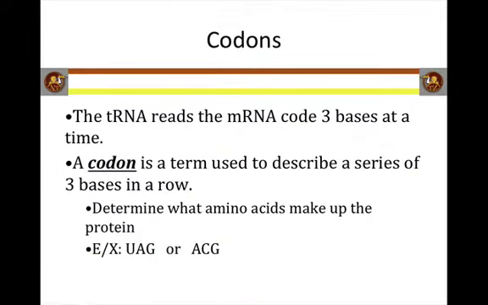Okay, so here's some information about codons. The tRNA reads the mRNA code 3 bases at a time. We already know that. Second bullet is the most important point I want to make to you, is a codon. It's a term used to describe a series of 3 bases in a row. Only 3 bases, always. No exceptions, no differences, will always be 3 bases. So, the 3 bases, the codon, determine what amino acid will make up a protein.